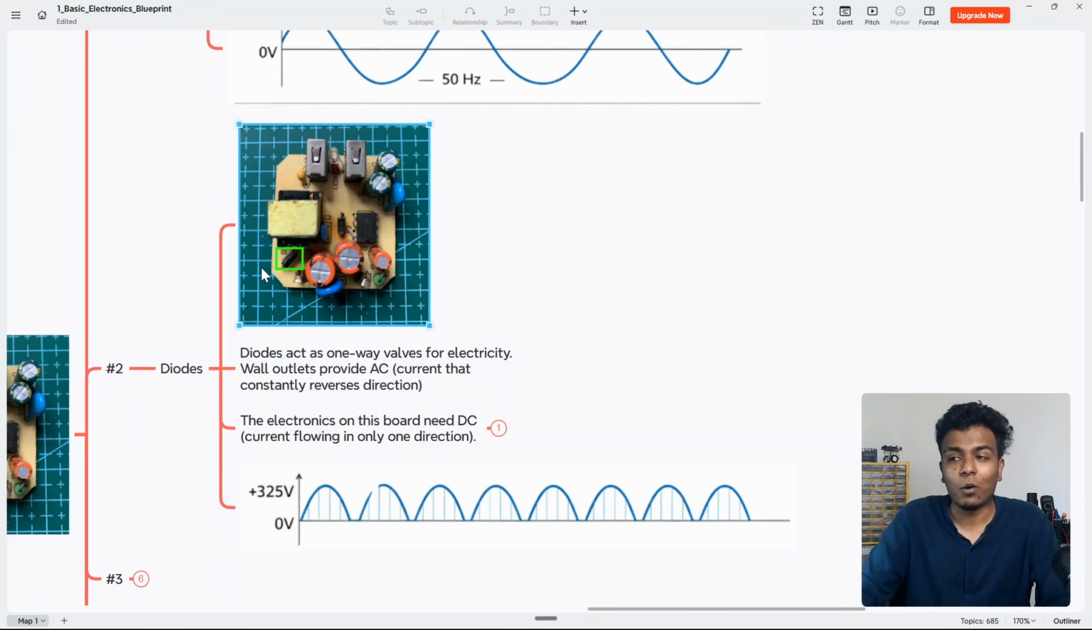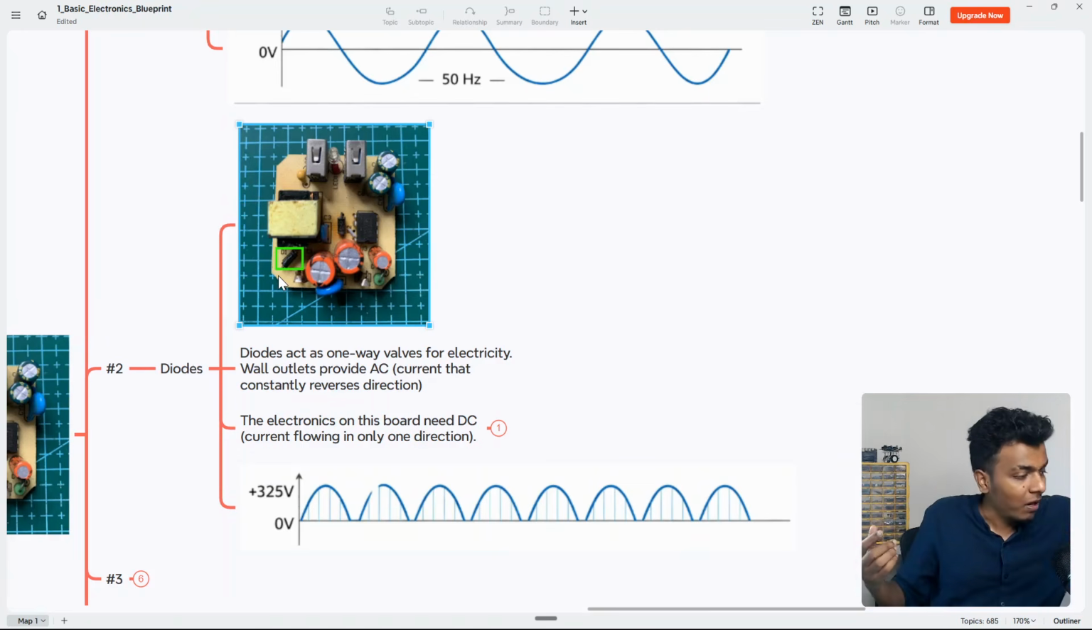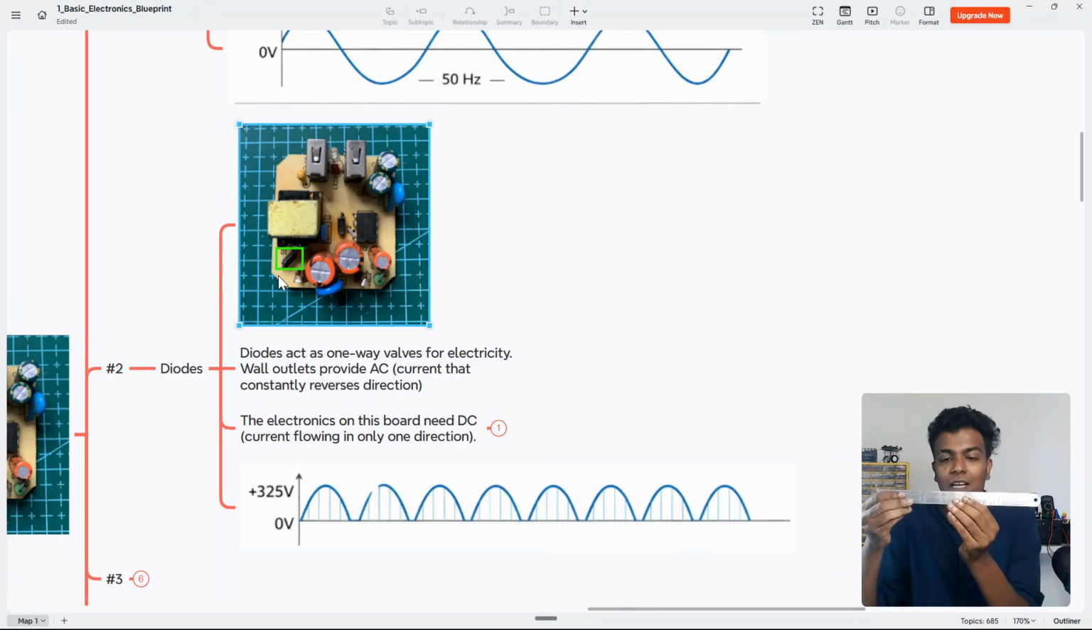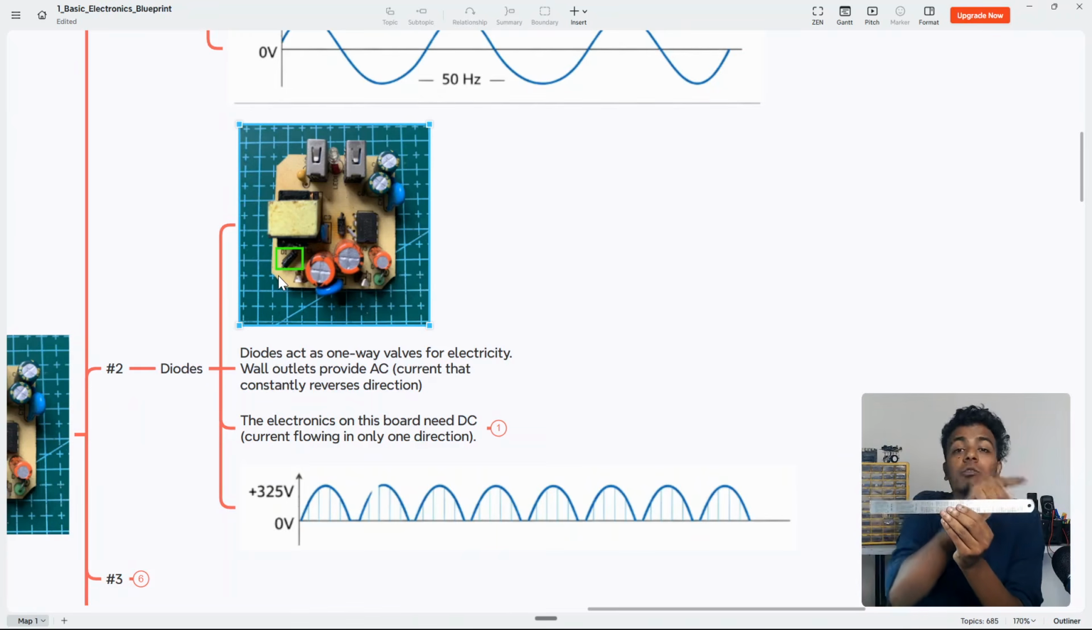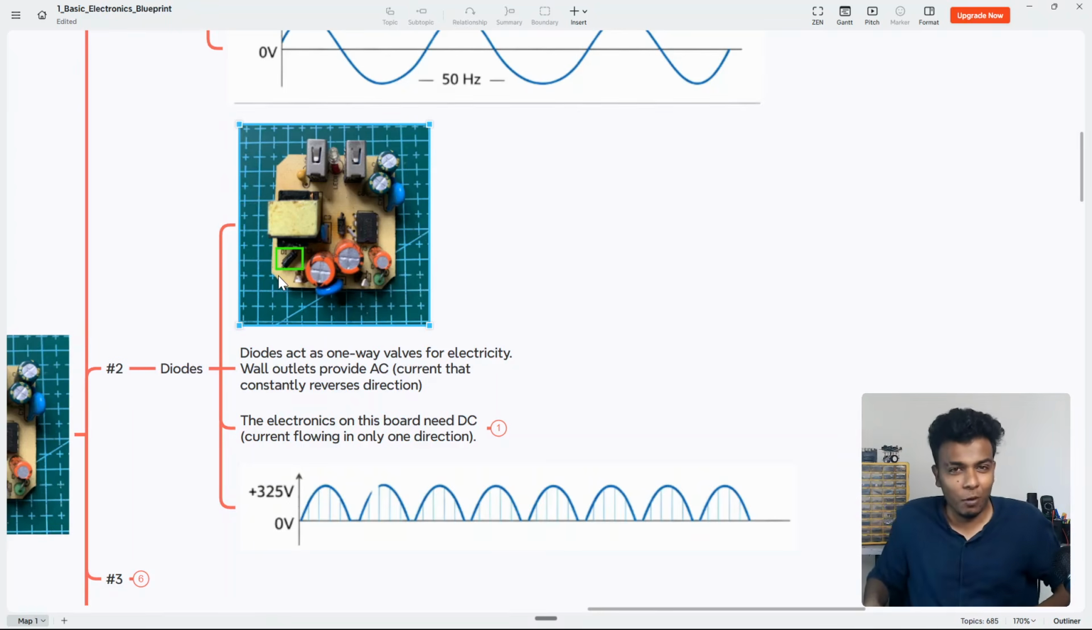First of all, the diode acts like a one-way valve. What do I mean by a one-way valve? Imagine this is a valve. The water or anything flows from left to right, and it can't flow from right to left. Anything that flows in only one direction is what a one-way valve is. In the same way, a diode passes electricity in only one way. It does not pass it in reverse.